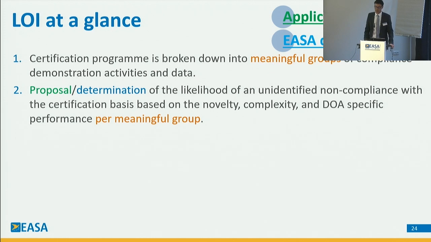Then we need the proposal and determination of the likelihood of an unidentified non-compliance with the certification basis. And by the way, certification basis in this sense includes environmental protection requirements, OSD certification basis, type certification basis. And this is based on the novelty, the complexity, and the DOA specific performance per meaningful group. That's very important. This has to be done not on the project level, not on a document level. It shall be done on the level of such a grouping of a compliance demonstration item.